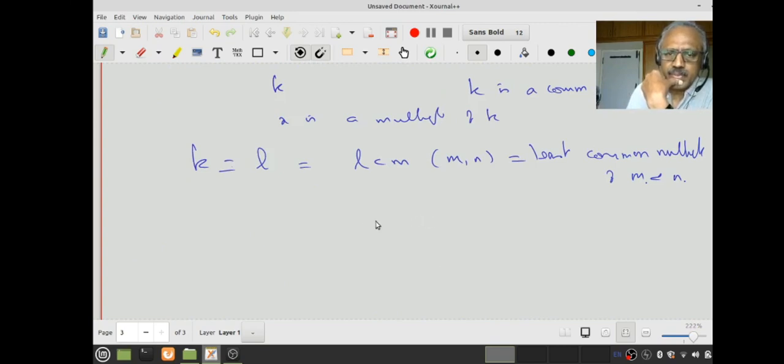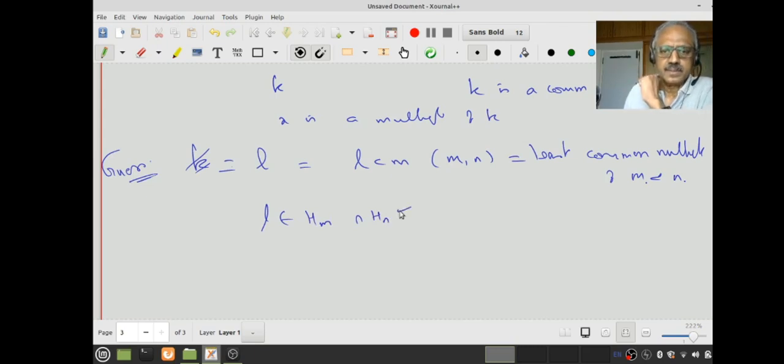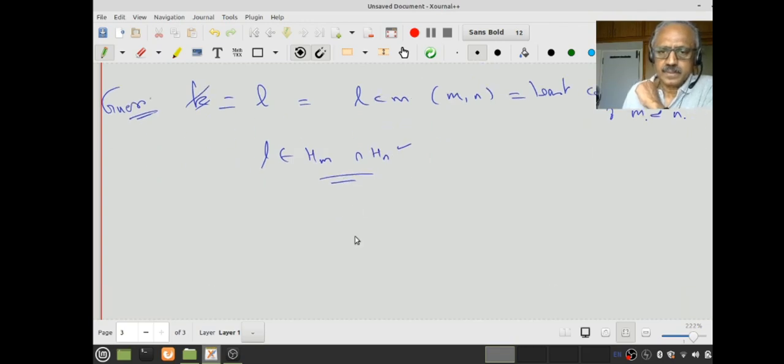Okay, let's come to this. So what do we have is my k, this is my guess. Now let me stick to L. Suppose L is the least common multiple. Since it's a multiple of M, L belongs to HM. And it's a multiple of N, therefore it belongs to HN. Agreed? You follow that? Okay. Now this is in HK.